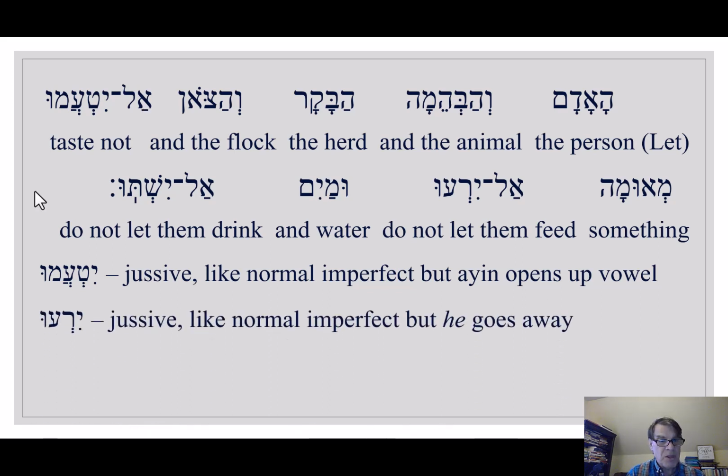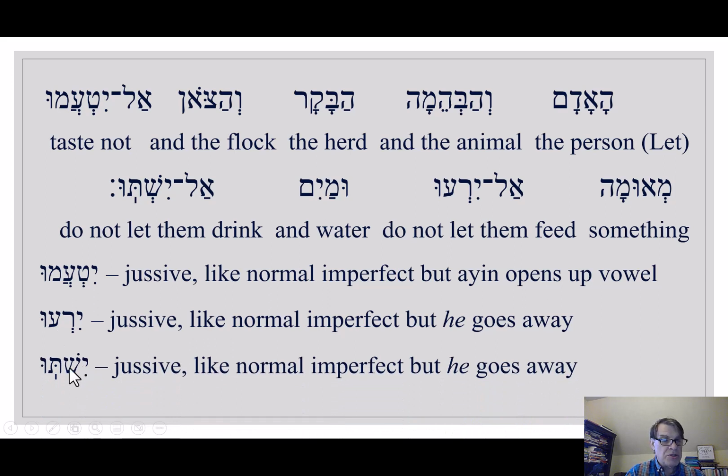Let's look at the next one. So again, this is just like the normal imperfect, yir'u, but the hey goes away. The word is ra'ah, which means to tend or to graze, that kind of thing. But the hey goes away. It's a third hey weak verb. So you see here we have all three letters, the tet, the ayin, the mem. It's a strong verb. But ra'ah is a weak verb. It's a third hey, and the hey went away. Same thing with yishtu. This is from shata, to drink.